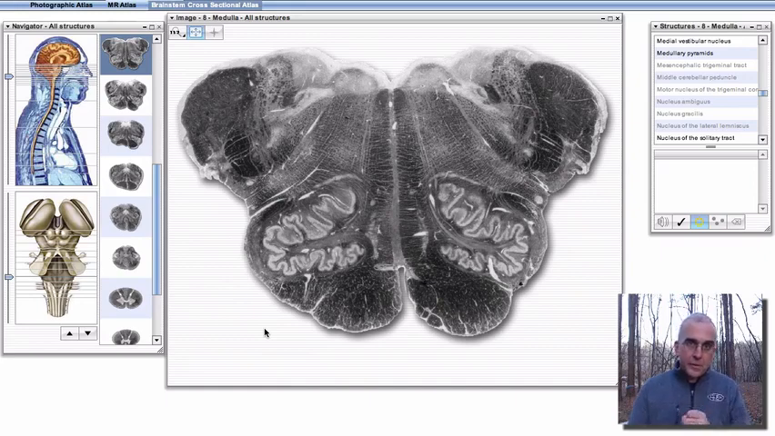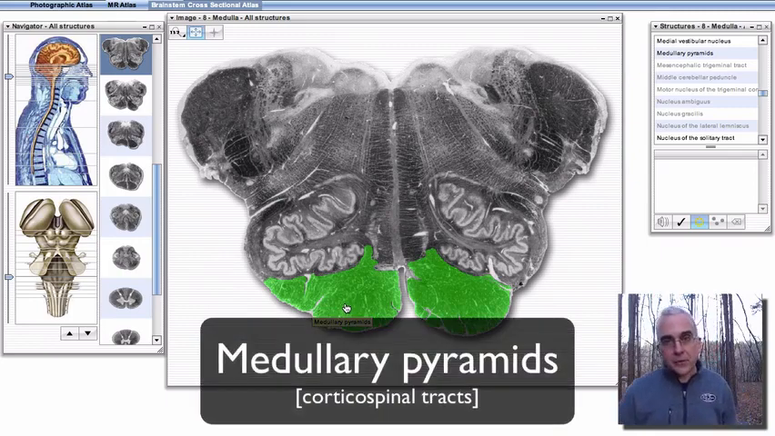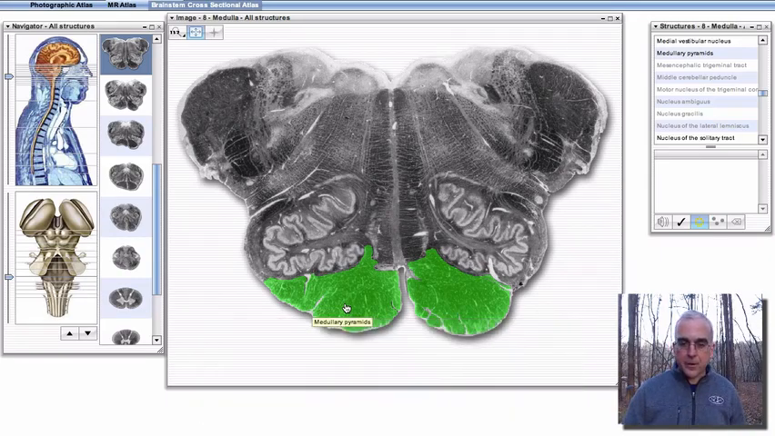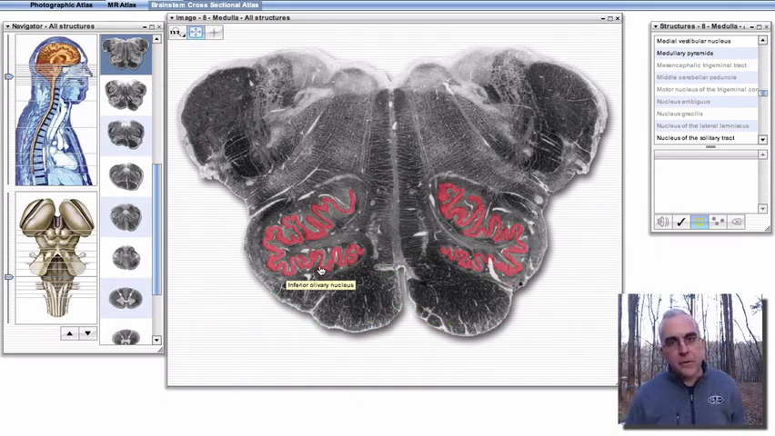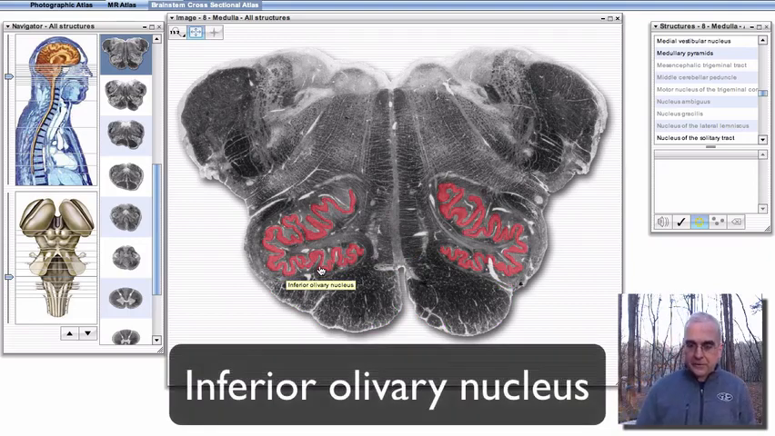pons and coalescing back into a nice compact bundle of white matter have now formed the medullary pyramids. And at this level, these axons are almost entirely the corticospinal tract. That is, the pathway by which the cortex governs the motor systems of the spinal cord. Just above the medullary pyramids is really quite a lovely nucleus. It's called the inferior olivary nucleus.